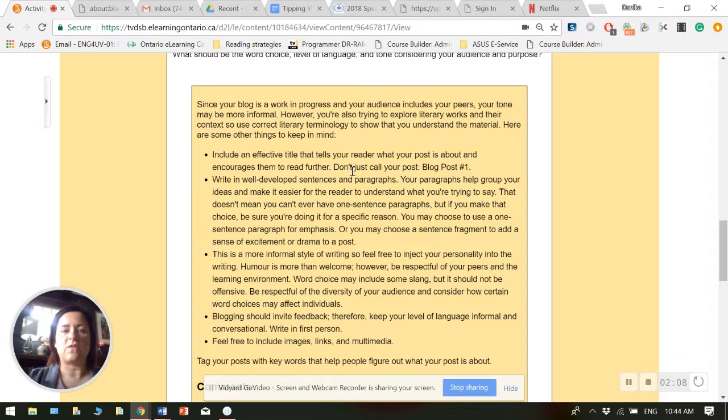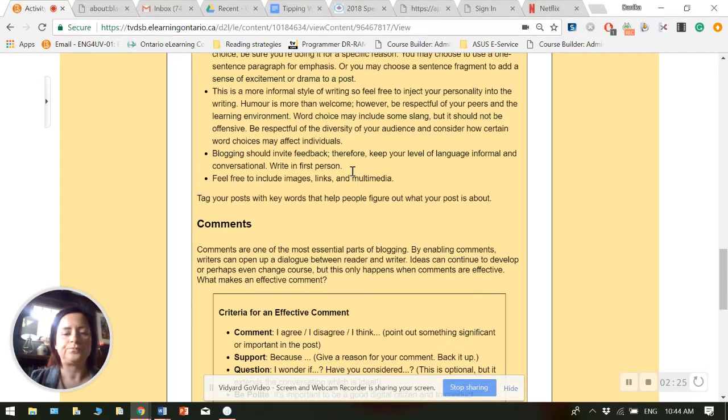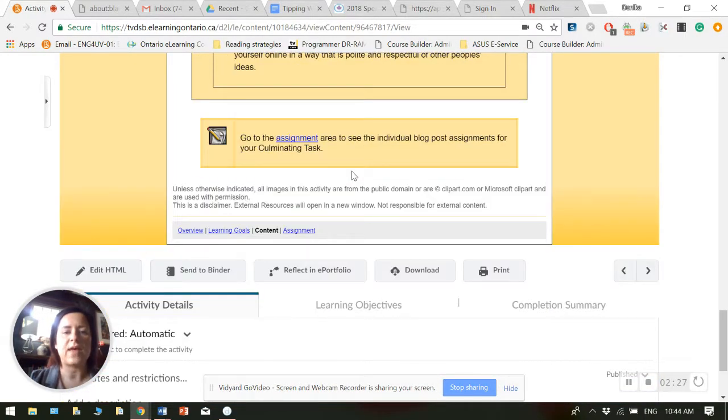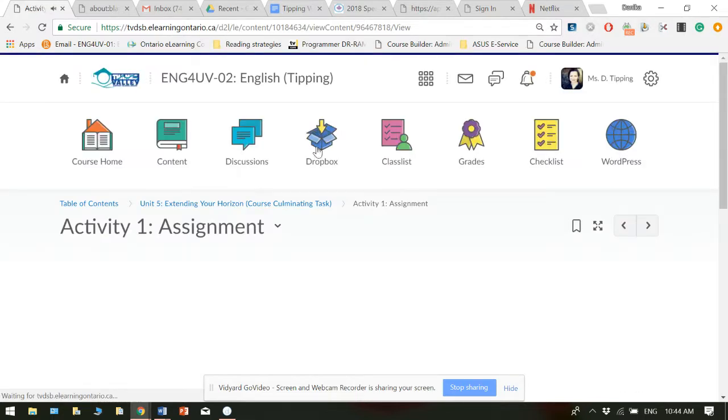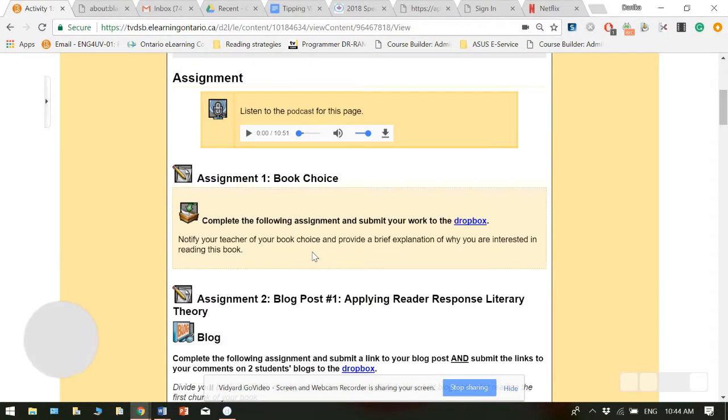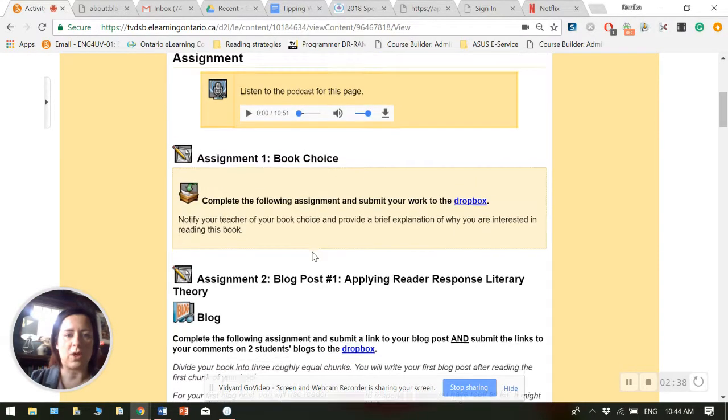audience and purpose. Keep in mind that your blog is written for your peers, but also for me. So you can keep it fairly informal. And I go through the rest of the criteria, which is very similar to what we had in Unit 1, telling you how to write a blog post. Same thing for comments. But then let's go to the assignment area, because this is where we talk about what you have to have in your individual blog posts.